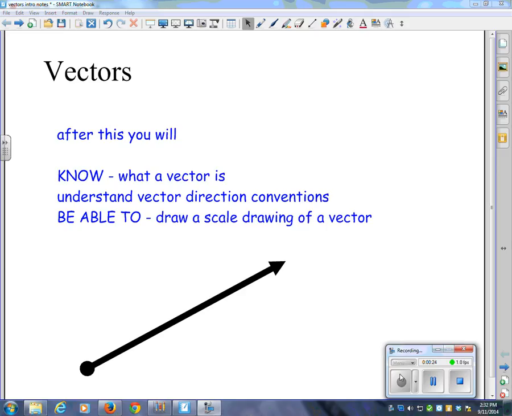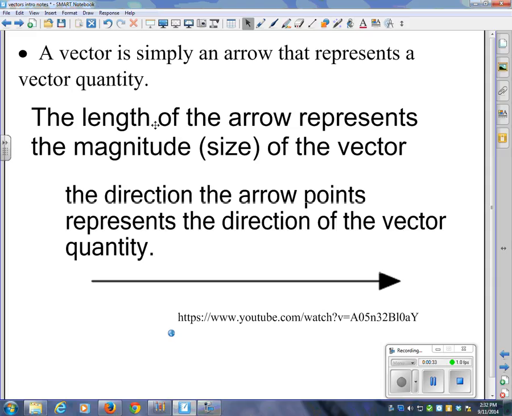Array? Yeah, that's a mathematical array, I suppose. Most people wouldn't call it array, but it is for math, yeah. Well, guess what? It's simply an arrow that represents a vector quantity.